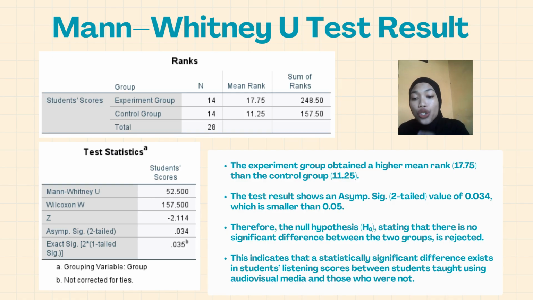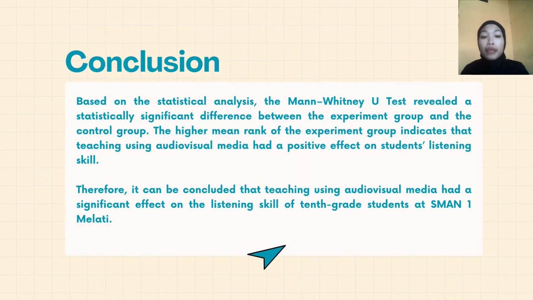The test results show a significance value of 0.034, which is smaller than 0.05. Therefore, the null hypothesis, stating that there is no significant difference between the two groups, is rejected. This indicates that a statistically significant difference exists in student listening scores between students taught using audio-visual media and those who were not. The conclusion, based on the statistical analysis: the Mann-Whitney U test revealed a statistically significant difference between the experimental group and the control group.